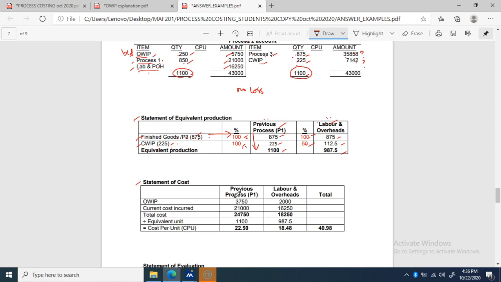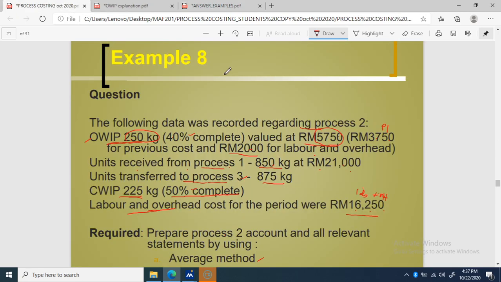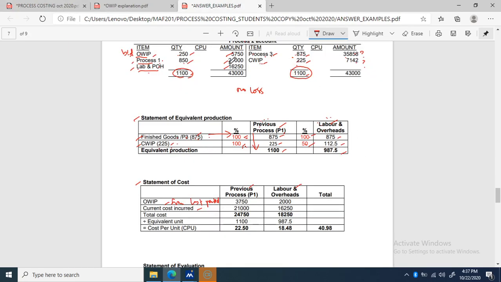We have to remember, as usual, to refer to the previous statement. We have two columns here: the previous process column and also the labor and overhead column. So how much is the cost? We have two types of cost: the current cost incurred and the opening work in progress from last period. From the last period OWIP, how much was the cost incurred? We refer to the question: the OWIP total is 5750.